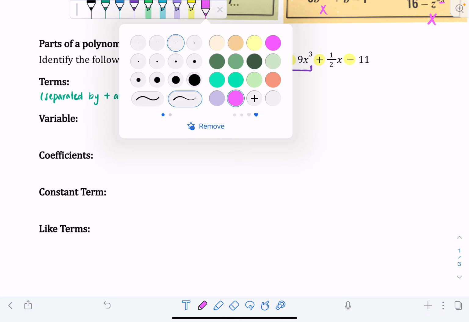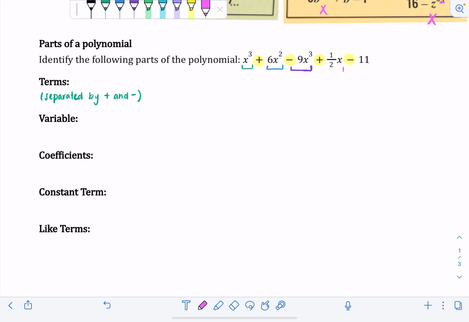And then the next one, 1/2 x, and then negative 11. And remember, the minus belongs to the 11. The sign always belongs to the term behind it, never the term in front of it. So this would be a minus 11, or a negative 11, not a negative 1/2 x. So for the terms, we'll just go ahead and list them. So there's an x to the third power, and then we'll just separate them by commas.